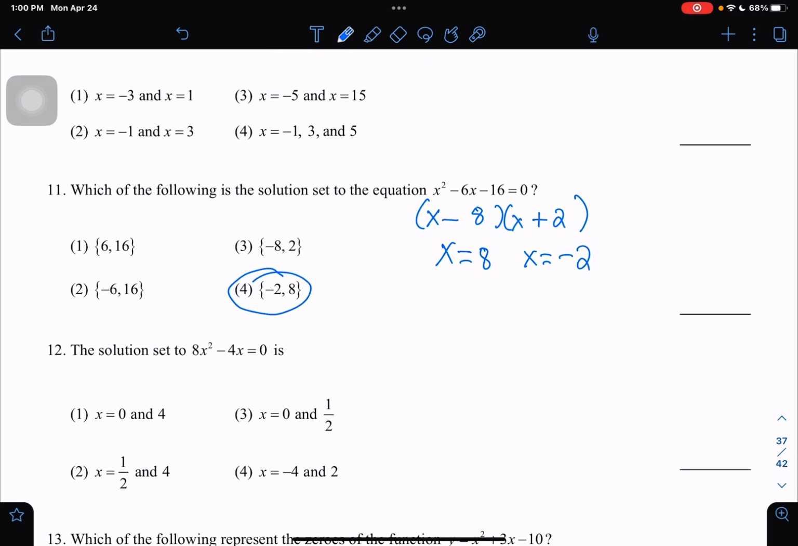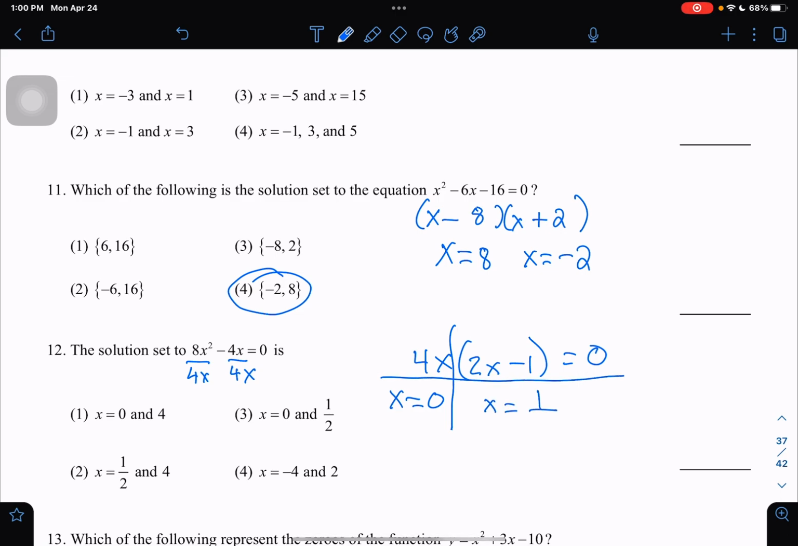Number 12, we also have to factor, but it's a different kind of factor. It's a greatest common factor. And then we divide this by 4x, and we divide this by 4x, and we get 2x minus 1 is equal to 0. So one answer is going to be at 0, and the other one is at 1/2. It's always the opposite sign, this over this. The constant over the coefficient. So 0 and 1/2 is 3.